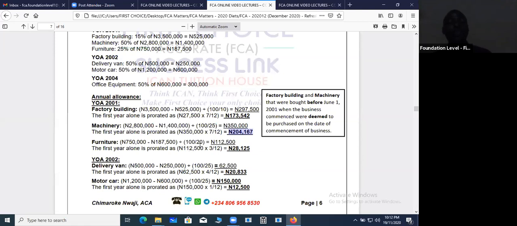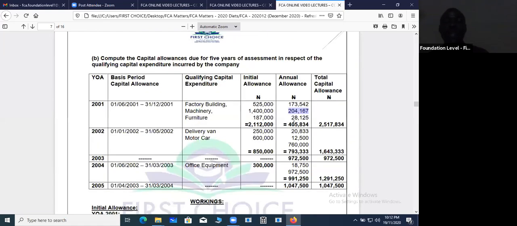Furniture was used in just 3 months in the basis period. So after getting the normal yearly figure, we prorate it 3 over 12. And so that's the figure we have here. So when we add them together, they give us total annual allowance alone of 405,834. So when you add it to the initial allowance, you have a total of 2,517,834.